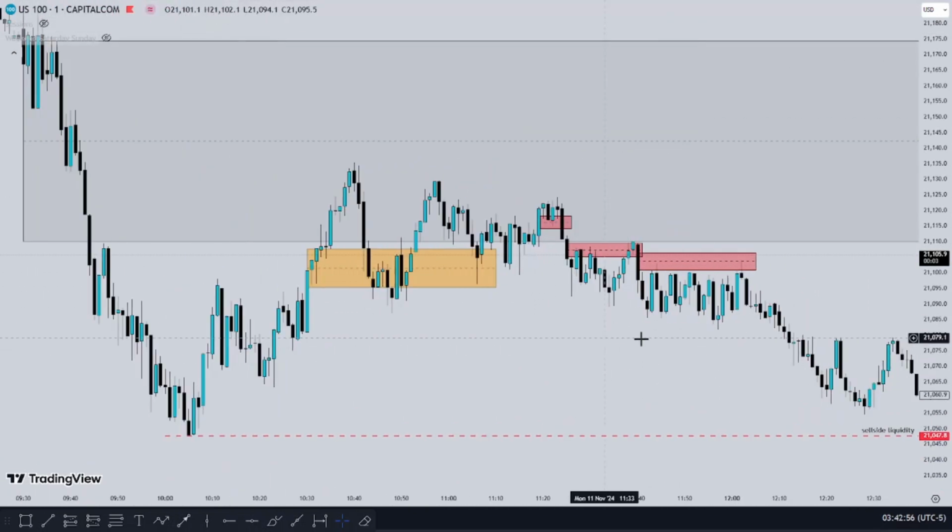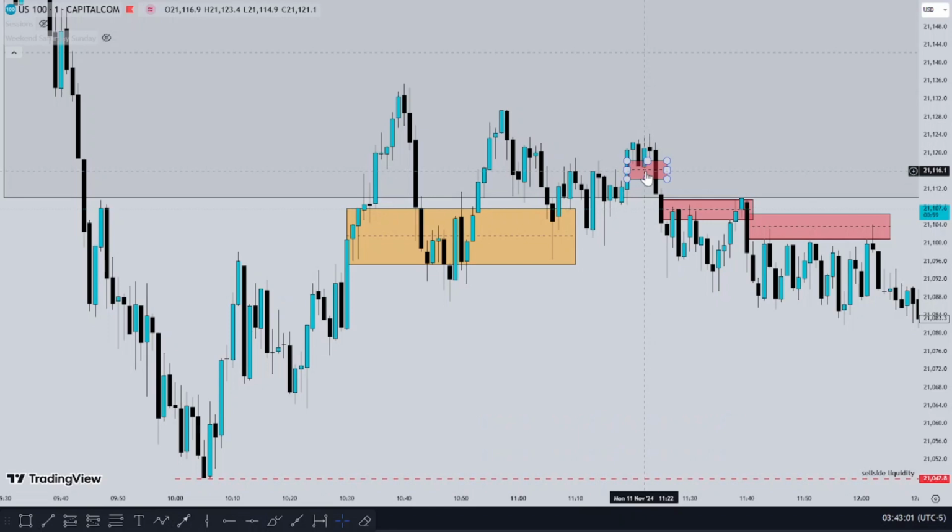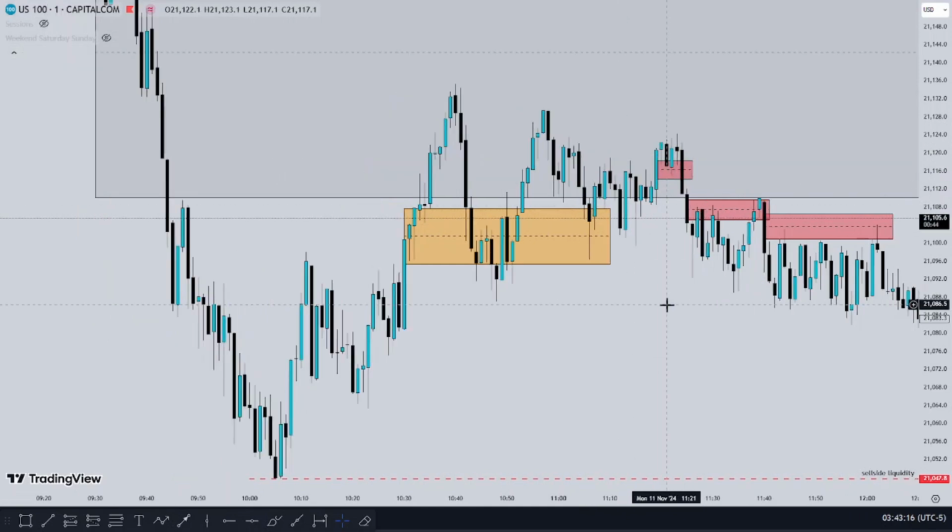If I zoom in closer, we took a buy, anticipating price to run out the buy side liquidity, leading to the mid-range of the 15-minute fair value gap. And you can see how price faded, took our stop loss, which was placed below the fair value gap. Price traded below the fair value gap and stopped us out.